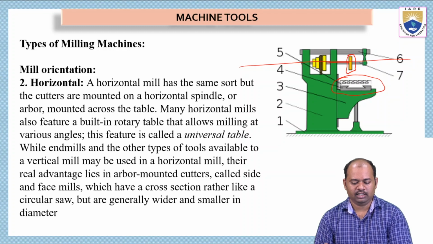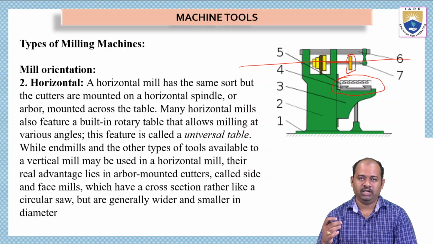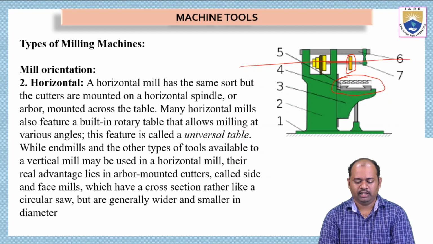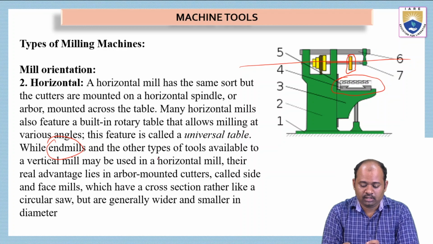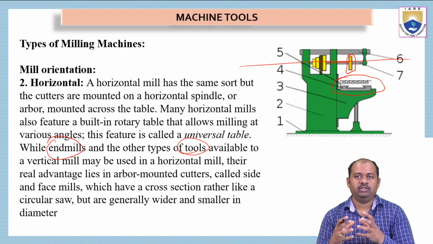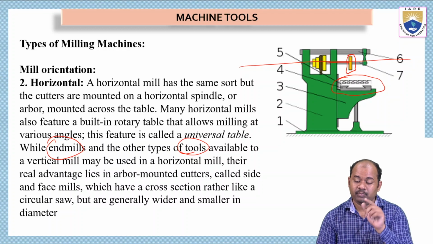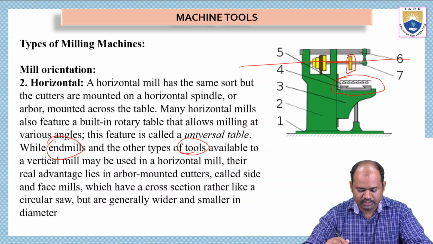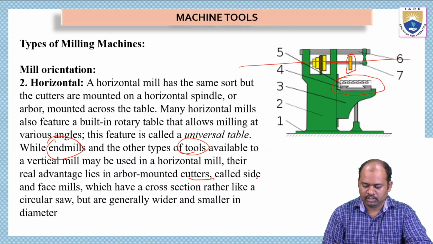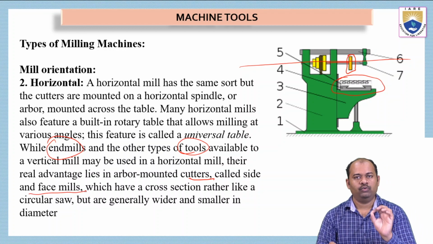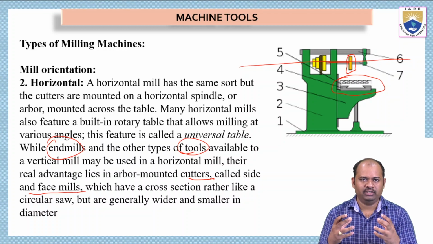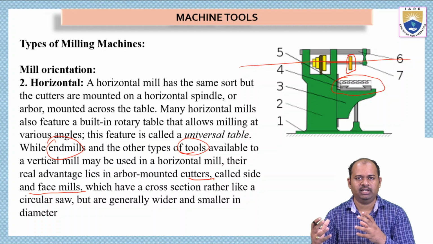While end mills and the other types of tools available to a vertical mill may be used in a horizontal mill, we can see here end mills and some other types of tools used in vertical milling machines that can be used in this horizontal mill also. Their real advantage lies in arbor mounted cutters called side and face mills. When we want to use side mills and face mills, these are some of the operations performed on a horizontal milling machine.